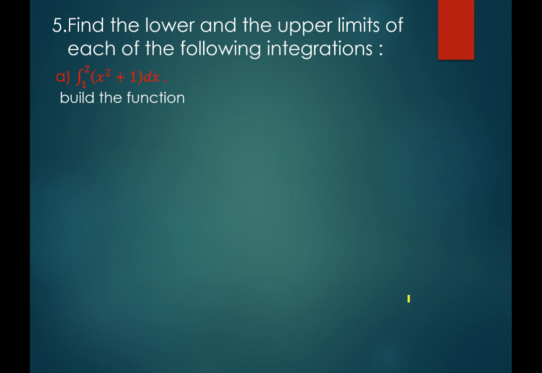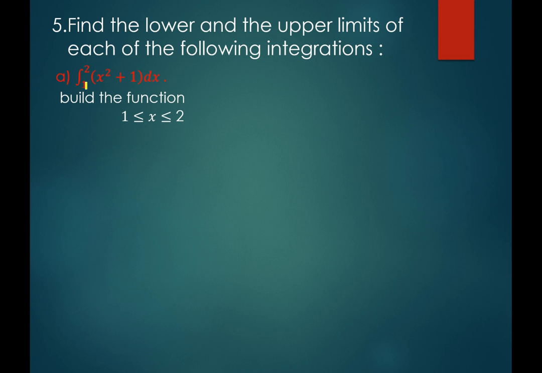Let's have other ideas in this exercise. Number 5. Find the lower and the upper limits of each of the following integrations. We're going to start by A, the integral from 1 to 2 of x squared plus 1 dx. You need to build the function. It's better for you than other ideas. So come on. You are going to build a function from 1 to 2. Then think about x. It is squared and added by 1.